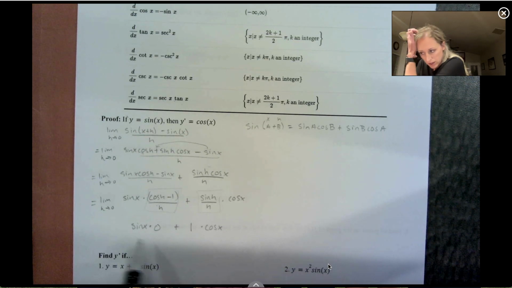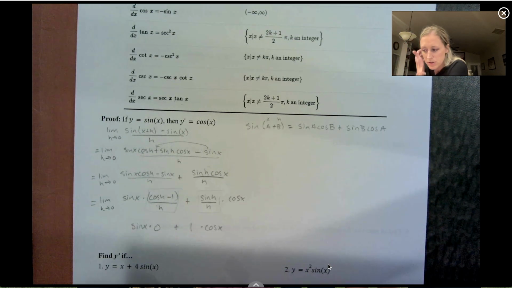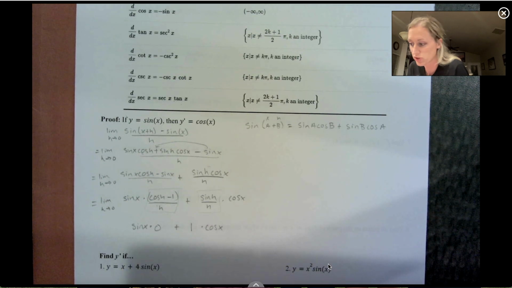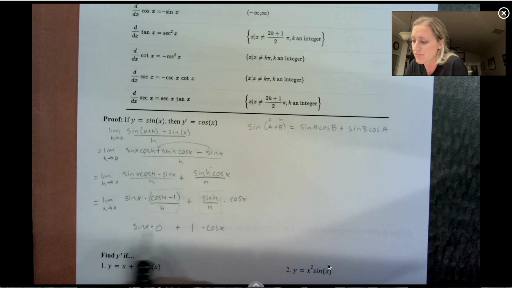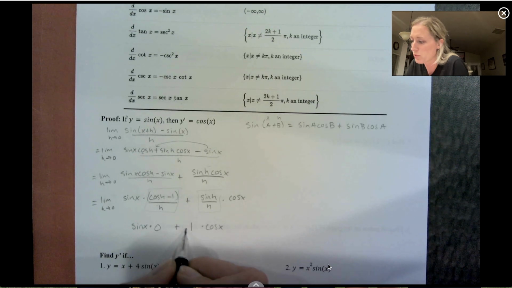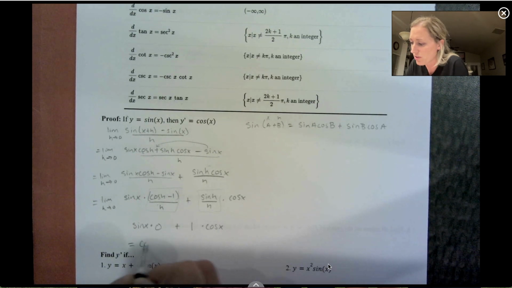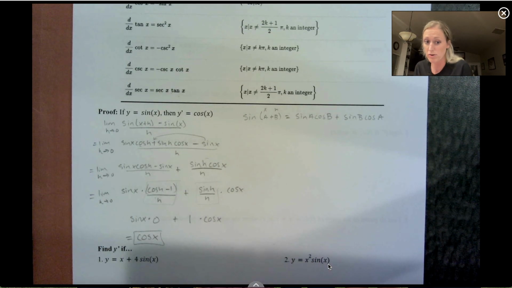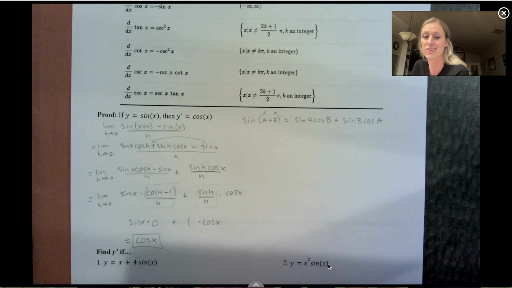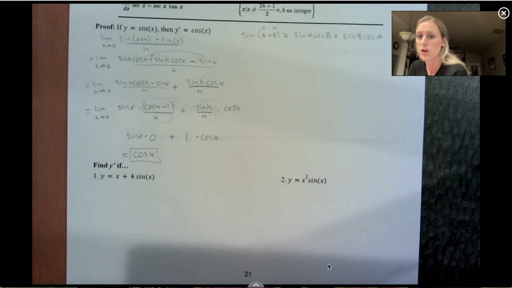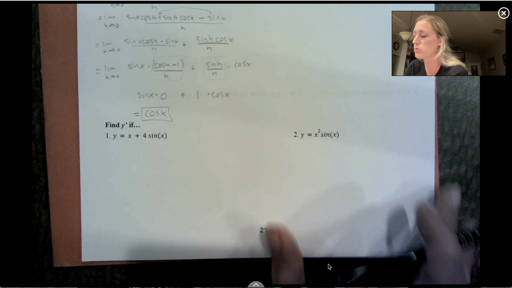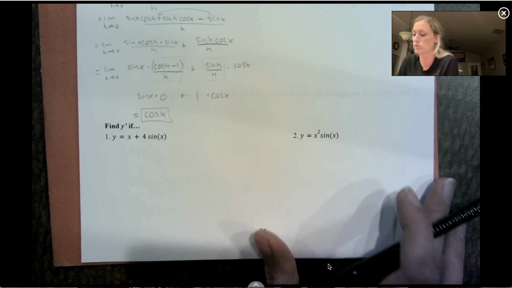Okay, so I don't even need to plug in h, right? Because all my h's are gone. But here's what I have left. Sine of x times 0 is 0 plus 1 times cosine of x is cosine of x. So that's why, using our definition of a derivative, the derivative of sine is cosine. Okay, that's just to show you where it comes from. There are some proofs for those other ones in your book as well. So if you want to take a look, you're welcome to. We're just going to prove the derivative of sine is cosine for now.